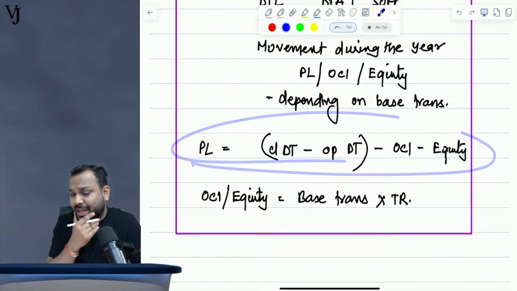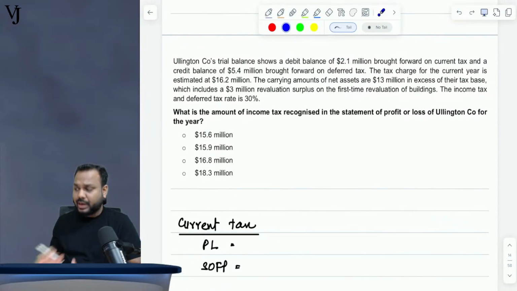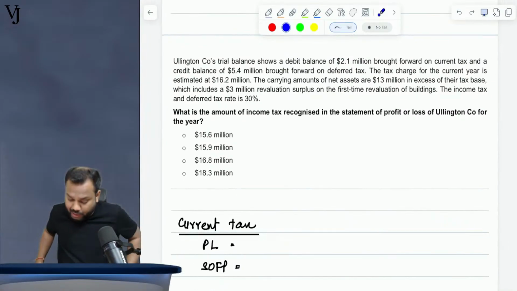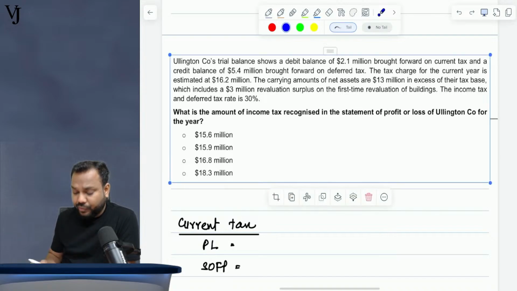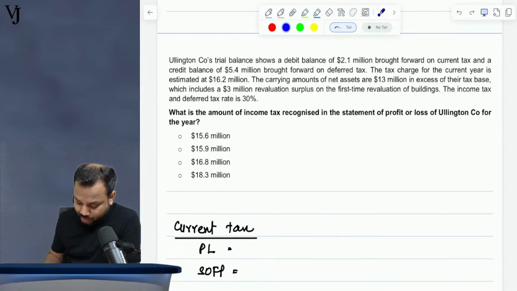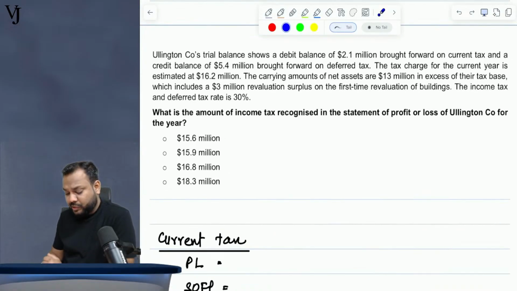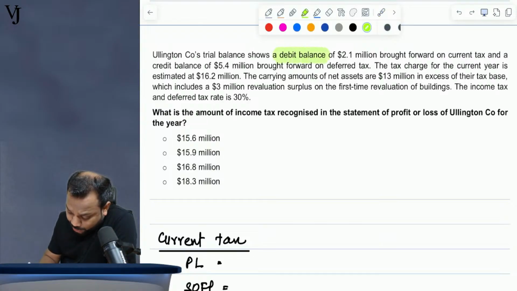Now to explain this, I have taken the help of a question also. Understand, Ewington, this question is from FR, but it will equally help SBR students also. So let me explain and you guys please listen to me carefully. Ewington company's trial balance shows a debit balance. Now, debit balance means what? Debit balance brought forward means what?